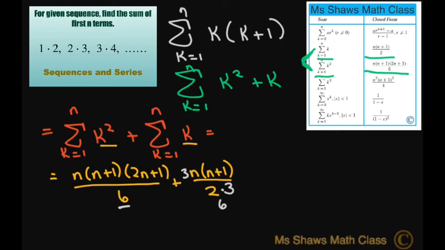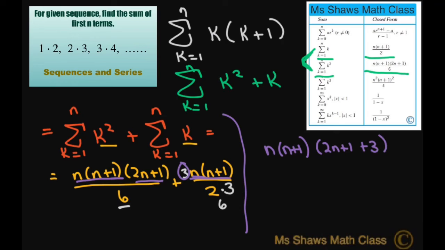Now the next step is to factor out what we can. Let's factor out this n times n plus 1, because they both have n times n plus 1. And then see what we have left. So if I factor out n times n plus 1, I'm going to get 2n plus 1 here. This is 2n plus 1. And I'm going to be left with this 3 here. So I'll just put the 3 here, all divided by 6.